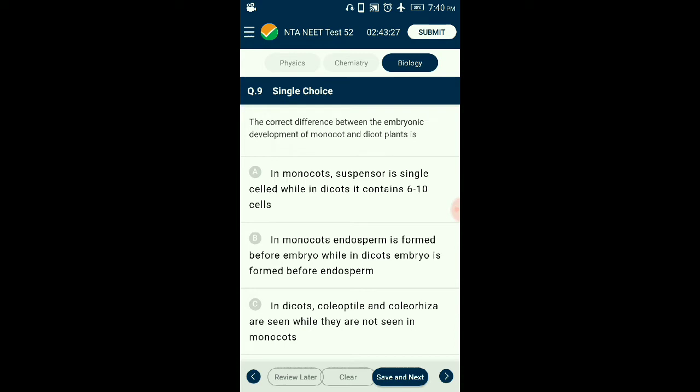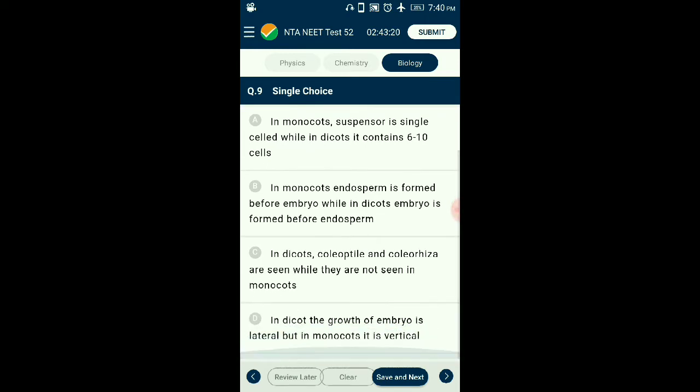Question number 9. The correct difference between the embryonic development of monocot and dicot plants is: in both monocot and dicot, endosperm is formed before the embryo. Coleoptile covering the plumule and coleorhiza covering the radicle is seen in the monocot embryo and not in the dicot embryo. In monocots, a single cotyledon is formed from the upper cell of the embryo, while the lower cell forms the radicle and plumule. Thus, the growth of the monocot embryo is lateral.